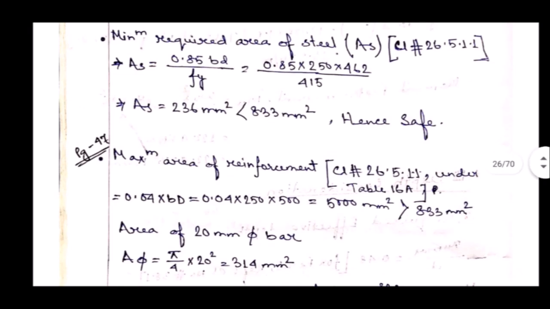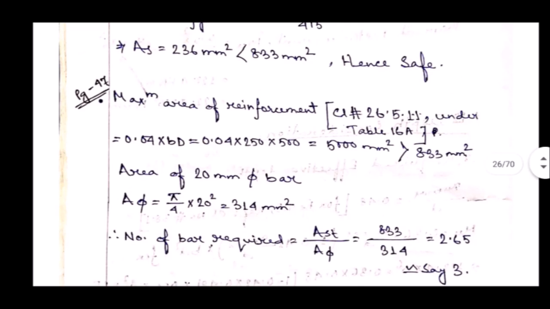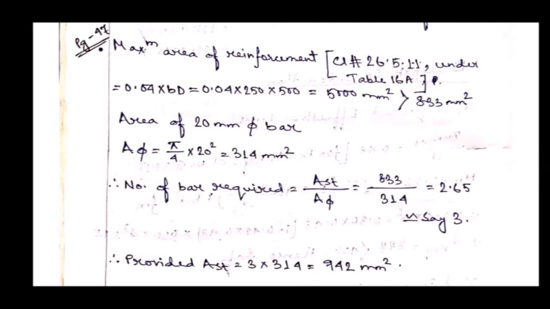Now the area for a 20 mm dia bar, we have to find this first to find the number of bars. So first the area of a 20 mm dia bar, you know, is pi by 4 into d square cross sectional area. So pi by 4 into 20 square, that is 314 mm square. So the number of bars required is total area of steel required, 833, by the cross sectional area of one bar, that is 314. So 833 by 314 is equal to 2.65. Obviously we can't provide 2.65 bars, so we have to increase the value. We may provide 3 bars. So if we provide 3 bars, then the provided area of steel is increased. So 3 into 314, the cross sectional area of one bar, is equal to 942 mm square.